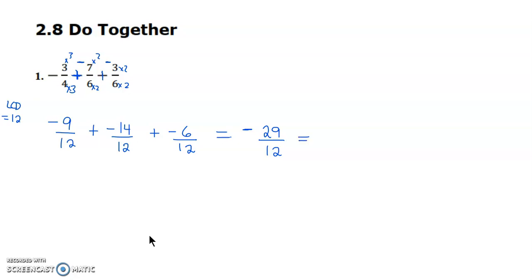12 goes into 29 twice, so keep my negative sign. 12 times 2 is 24, so I have a leftover of 5 out of 12, and that's in lowest terms. So negative 2 5/12.